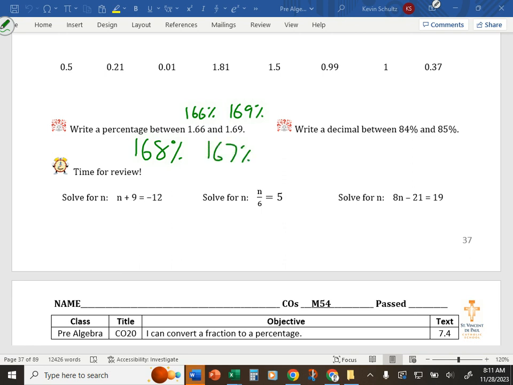What's that? Because it says percentage. Oh, sorry. Classic Matilda.